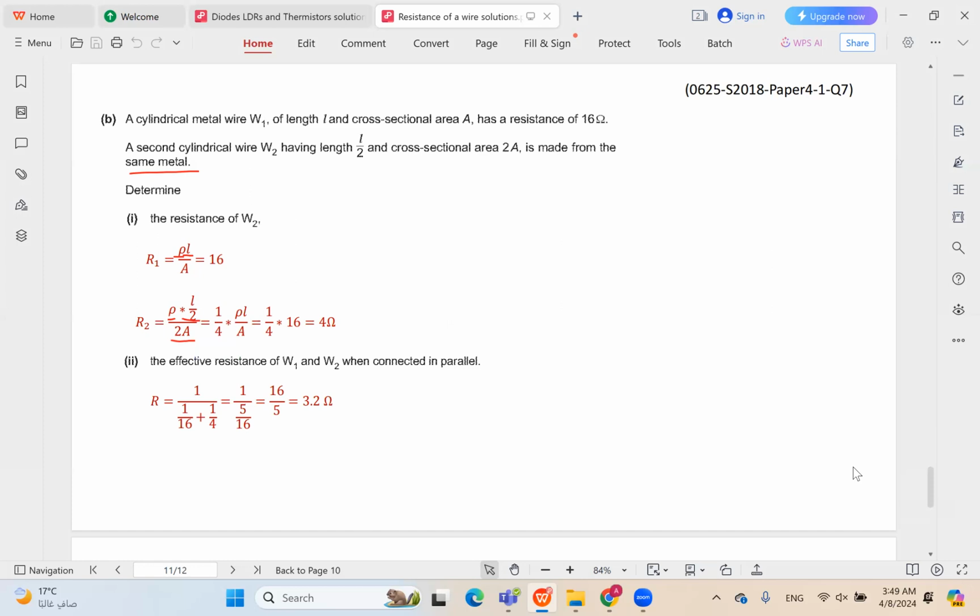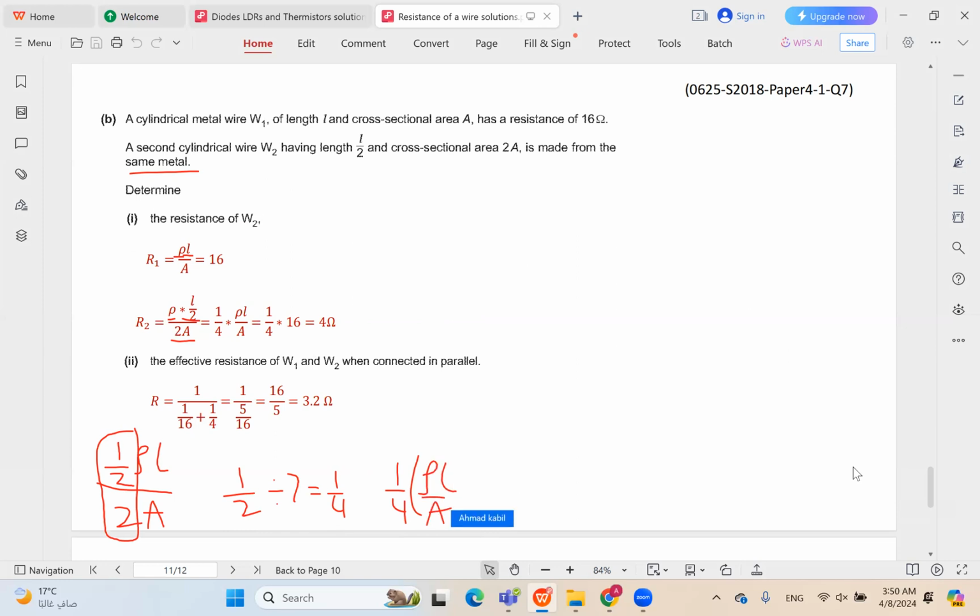So we have L over 2, this is the same as half rho L divided by 2A. So we want to evaluate this. Half divided by 2 is 1 over 4. So the answer would be 1 over 4 times rho L over A. Rho L over A is the initial resistance, which is 16 ohm. This was given in the problem. And therefore, the final answer would be quarter times 16, which is 4 ohms.